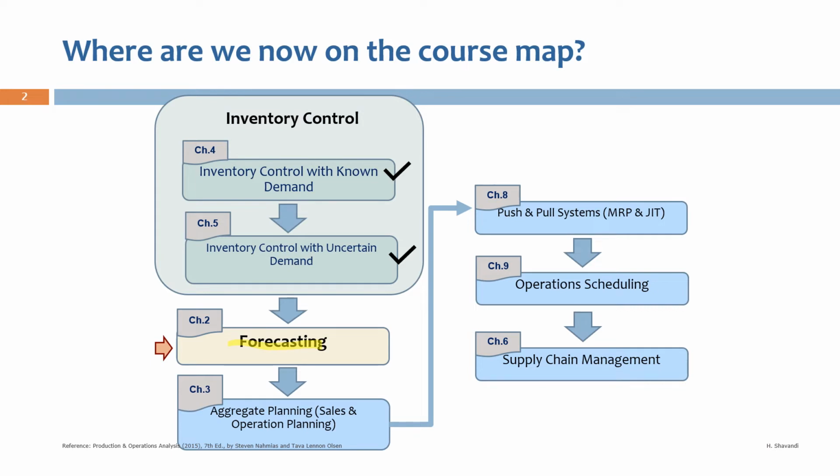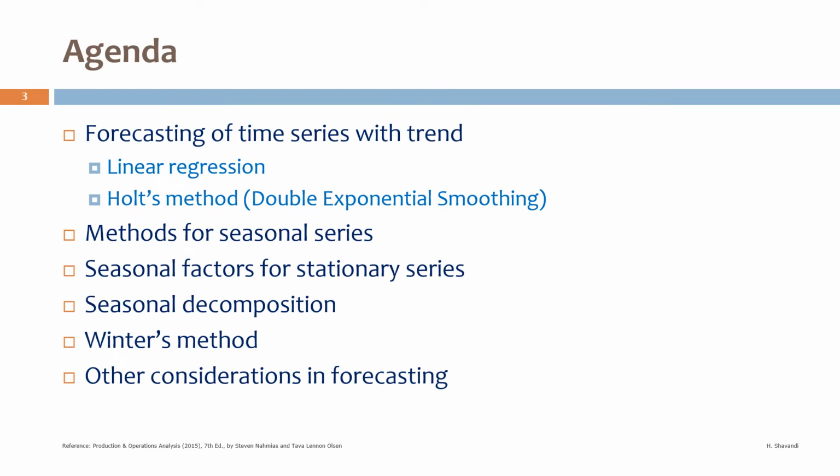And in the previous section 1, we had the stationary time series, and in this section we are going to consider time series with trend and seasonality. So in this section, at first, we will have the time series with a trend, and we'll learn 2 methods here, linear regression and Holt's method, which is a double exponential smoothing method. And then we'll consider the time series with seasonality. So we'll see what are the methods for seasonal series and how can we calculate seasonal factors.